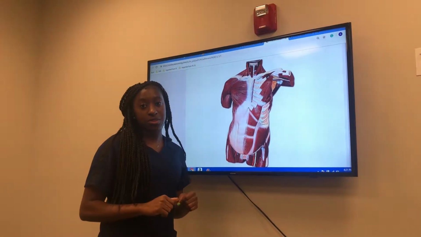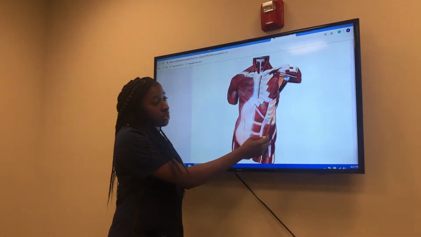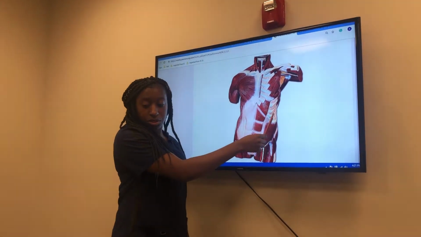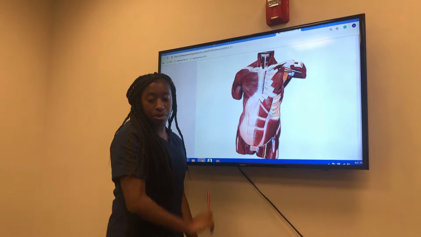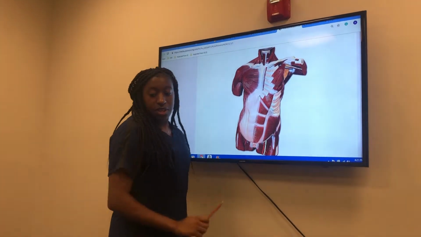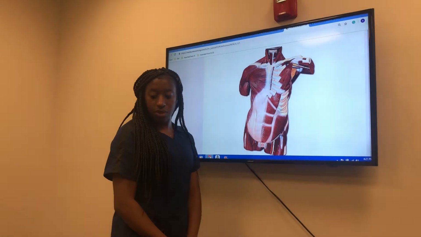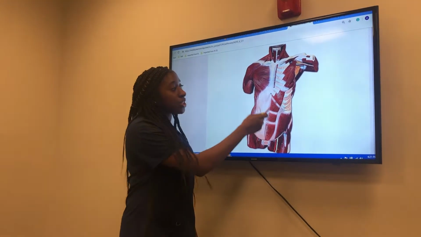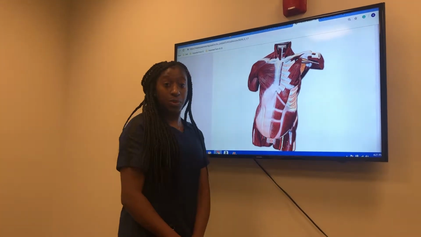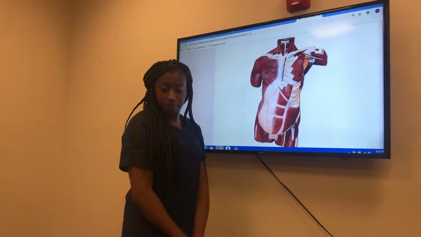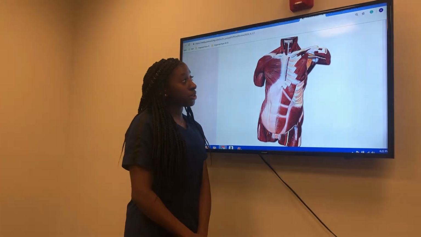The intercostal muscles have both internal and external. The external's origin is the inferior border of the rib above. The insertion is the coracoid process of the scapula. The action is to elevate the rib cage, and it aids in inspiration, so which is breathing in. And the nerve is the intercostal nerve.